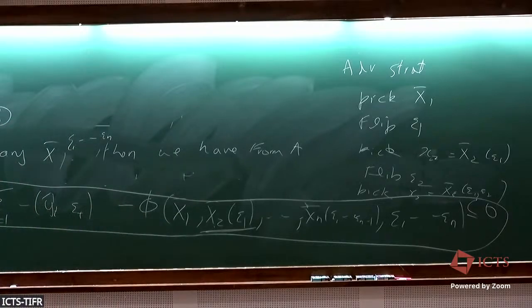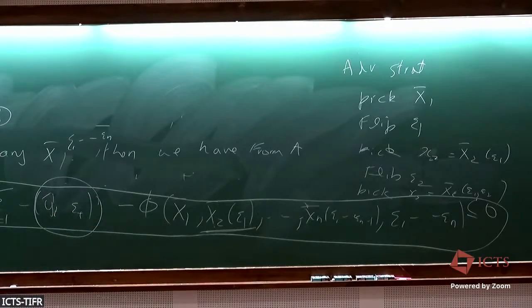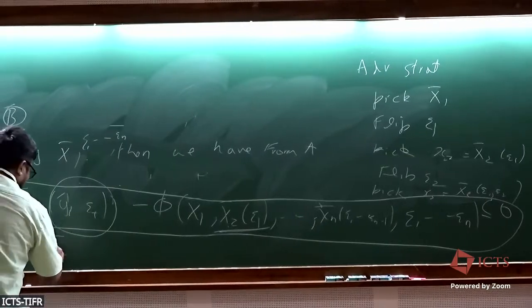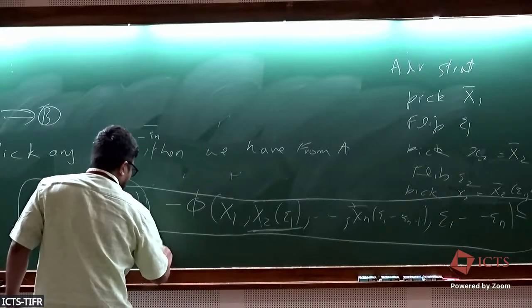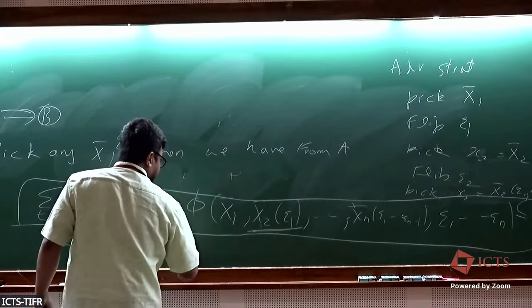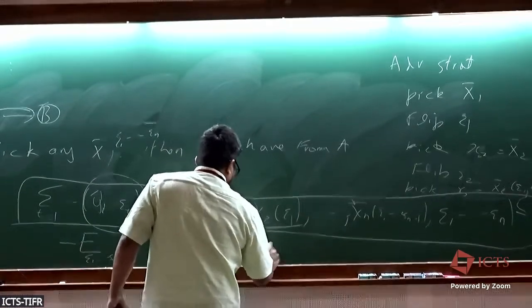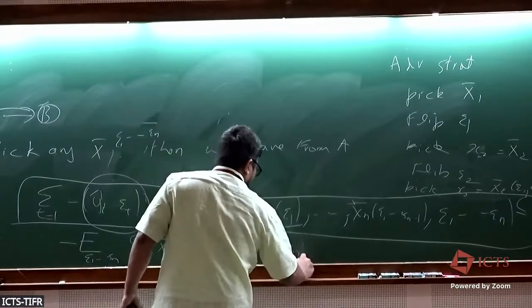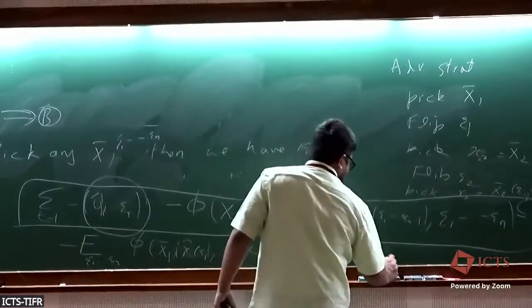Okay, and now just take the expectation over epsilon, and what you would get. First, notice that this quantity disappears because y hat t does not depend on epsilon t, and epsilon t is plus minus 1 with equal probability. So this disappears, and you just get minus expectation over epsilon 1 through epsilon n of phi of x bar 1, x bar 2 of epsilon 1, all the way up to x bar n of epsilon 1 through epsilon n minus 1. This whole quantity is less than or equal to 0.